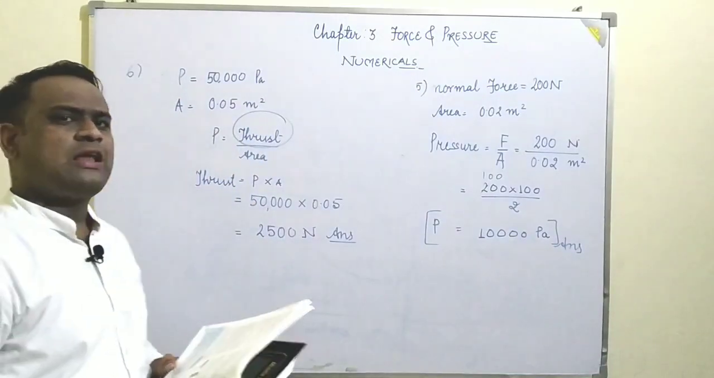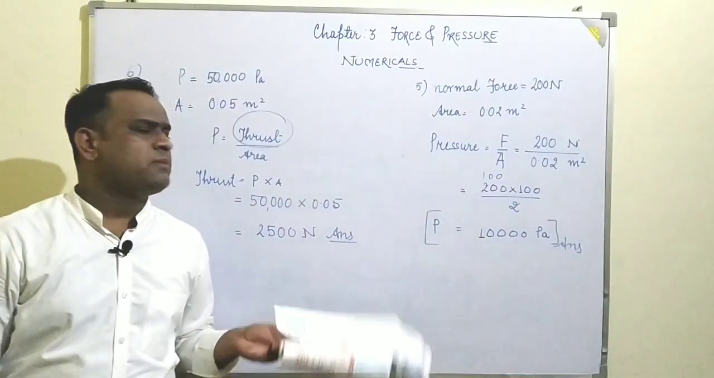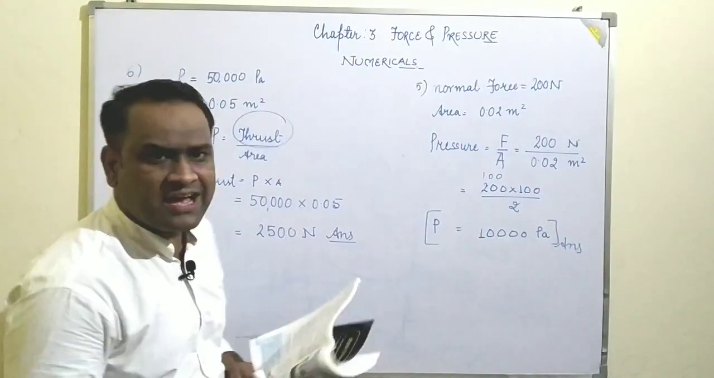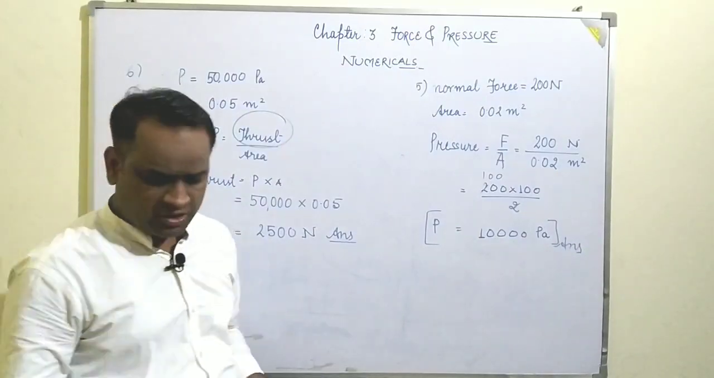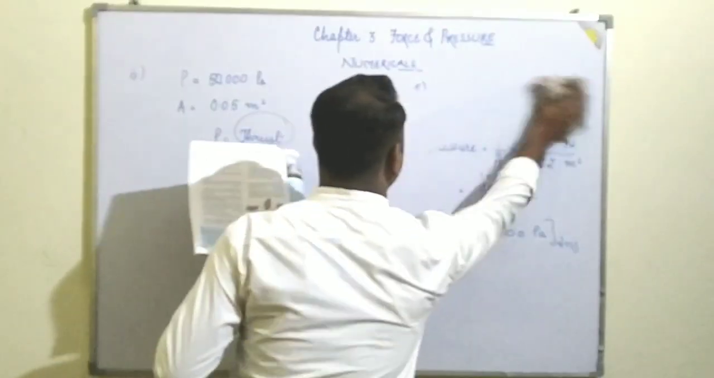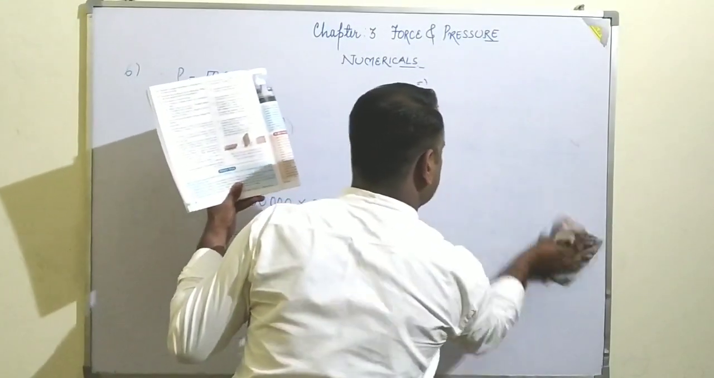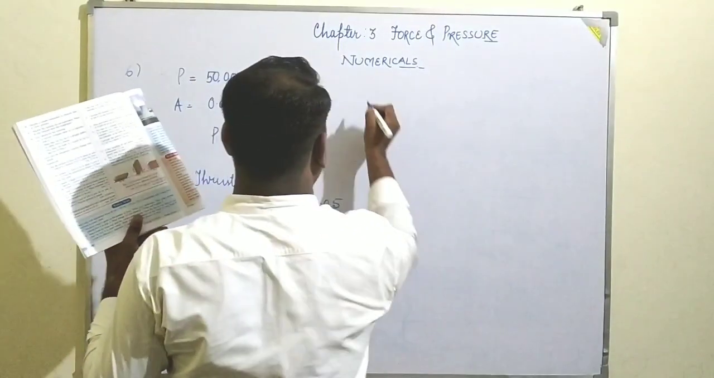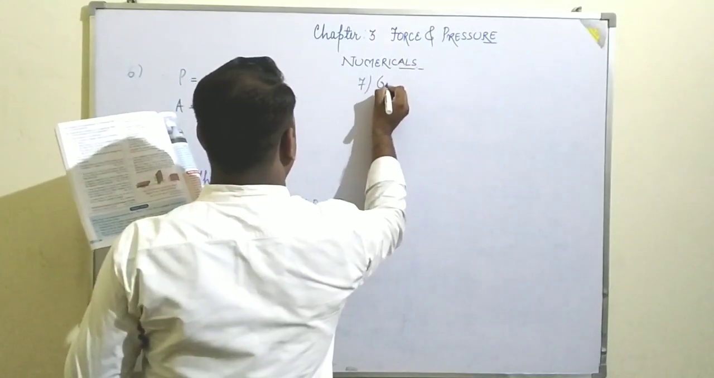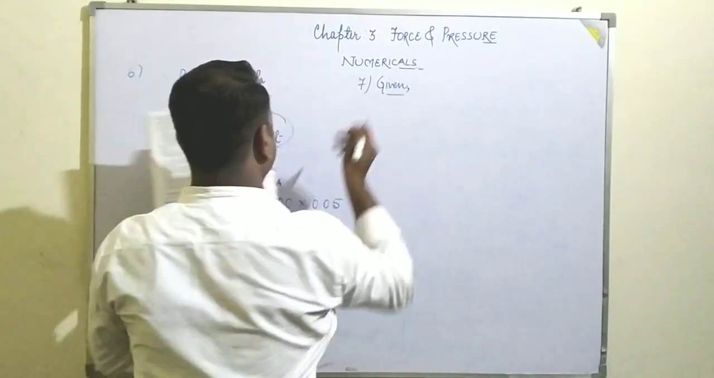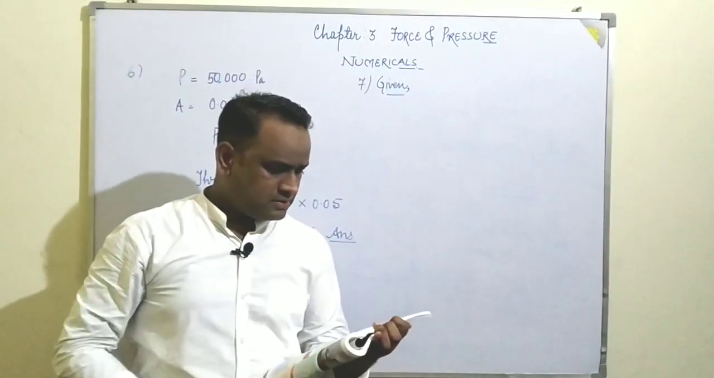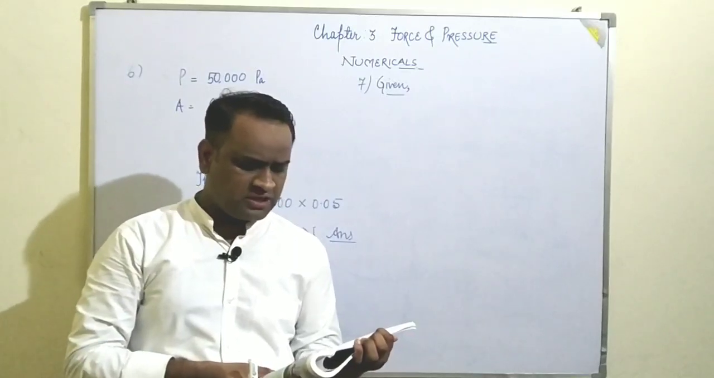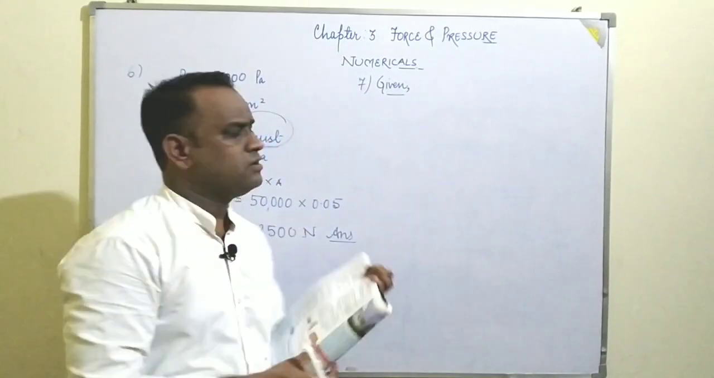So students, hopefully you all are understanding the elaboration of this numerical. Just moving towards the next question, which is question number 7. One by one I am solving the questions, so please note down the solutions. Question number 7 says: find the area of a body which experiences the pressure of 50,000 Pascal by the thrust of 100 Newton. Very simple.